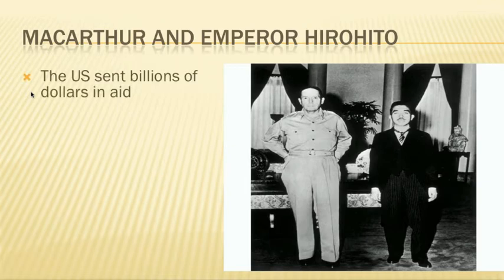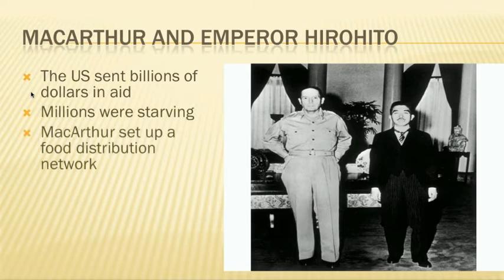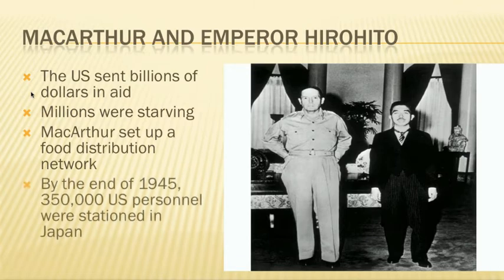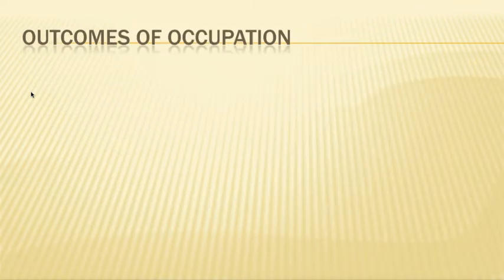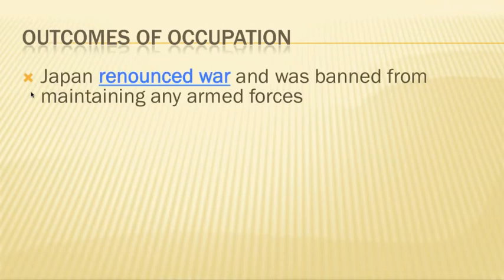To make this happen, the U.S. sent billions of dollars in aid. Millions of people in Japan were starving, so MacArthur set up a food distribution network to help out a lot of people. So by the end of 1945, 350,000 U.S. personnel were stationed in Japan. So clearly we were there to help, but we had our own interests in the region as well, certainly helping turn them into an economic power that we could trade with.